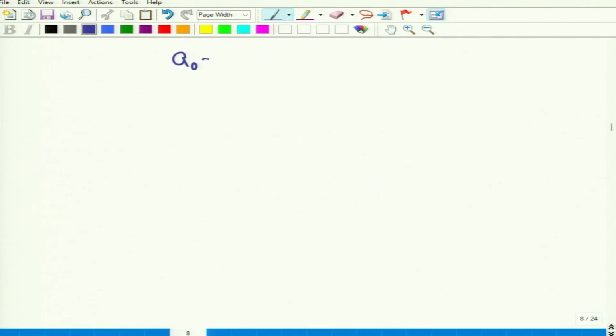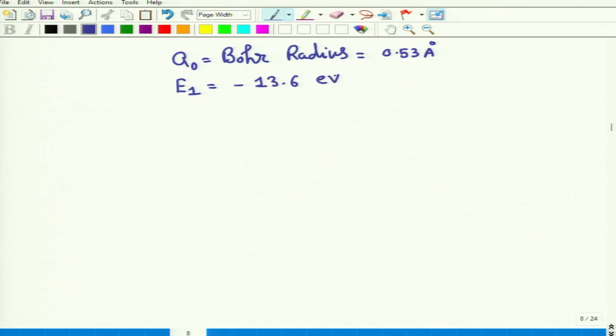First one is our Bohr orbit. Let me write it clearly, because lots of numerical questions can be asked using these three values. Actually, this is called the Bohr radius or first Bohr radius, but in general it is used as the Bohr radius, which is 0.53 Angstrom. Then E1 is minus 13.6 electron volt. Actually a naught is also R1. Okay, so that's why it's important.